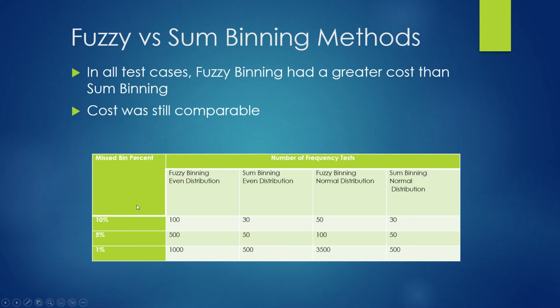So on this table here, what I have summarized is the percentage. So these would be different benchmarks for the missed bin percentage, right? And so in this case of a batch of 1,000 processors, 10% would be when we missed 100 bins or less. And so if we look at the performance of the different distributions for the different fuzzy and sum binning methods, in every single case here, the sum binning took slightly fewer frequency tests to meet this percentage. So in the case of 10%, it took 100 frequency tests per core to meet 10% missed bin percentage, where in the sum binning method, it was only 30. And this pattern can be seen throughout the results here on this table.